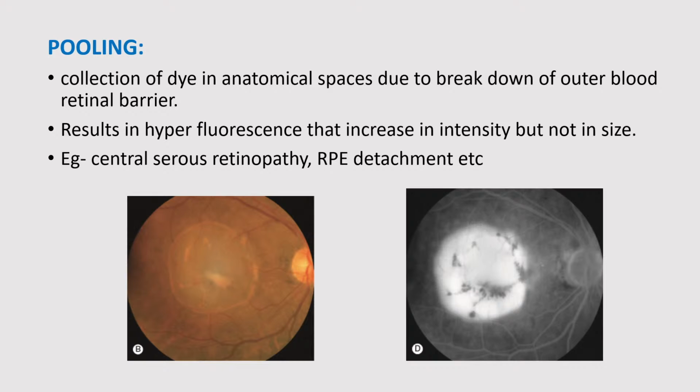Pooling: collection of dye in anatomical spaces due to breakdown of the outer blood-retinal barrier results in hyperfluorescence that increases in intensity but not in size. Case of central serous retinopathy, RPE detachment. Case of central serous retinopathy.